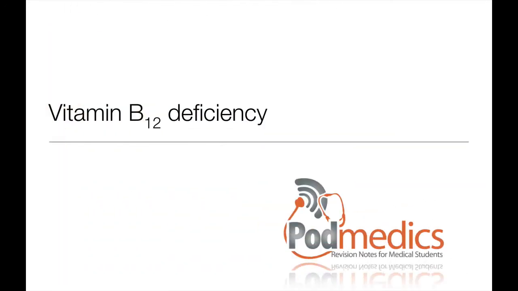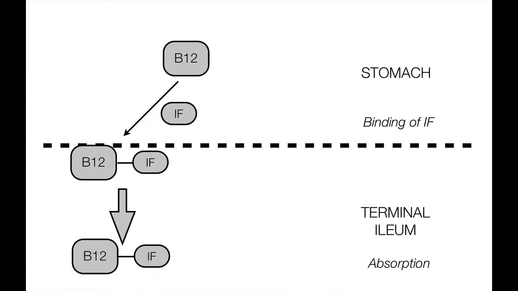So let's go through each vitamin in turn. First, vitamin B12 deficiency. In order to understand vitamin B12 deficiency and the causes of it, you need to basically understand how vitamin B12 is absorbed. There are a number of key steps, and the two key places that these occur are the stomach and the terminal ileum. Once vitamin B12 is absorbed in the stomach, there is a binding with intrinsic factor, which is produced by the gastric parietal cells. This complex of vitamin B12 and intrinsic factor then goes through the entire small intestine and is absorbed in the terminal ileum.